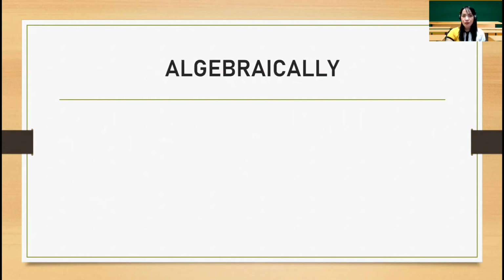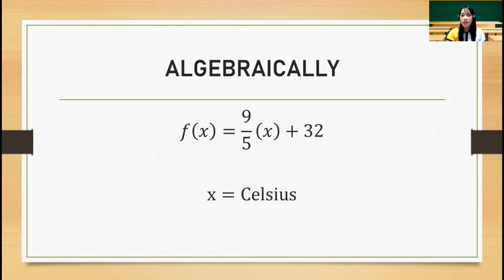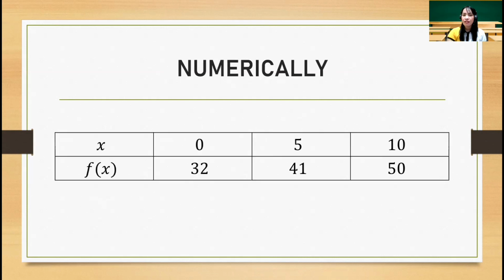From this example, you can also write that algebraically in an equation form. f(x) is equal to 9/5 times x plus 32. In this equation, the domain, or the x, is the Celsius, and the f(x), or y, which is the range, is the Fahrenheit. From that example, you can write the function numerically in tabular form.